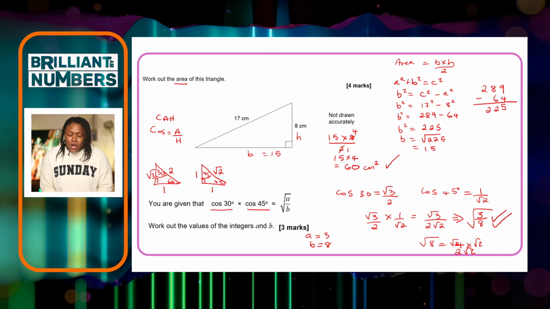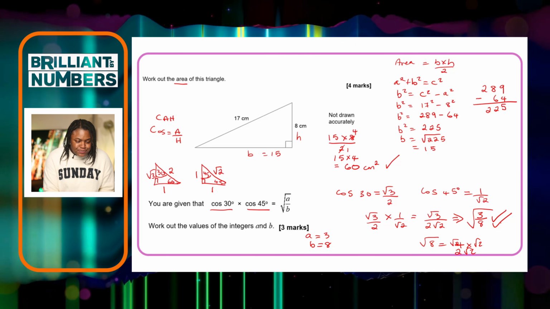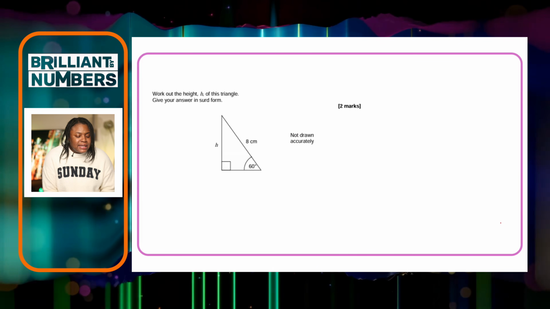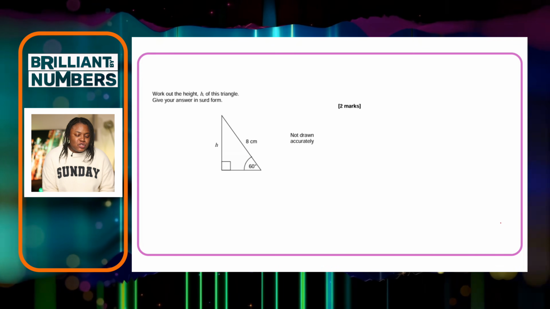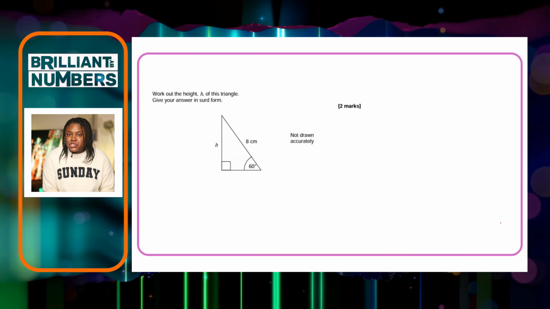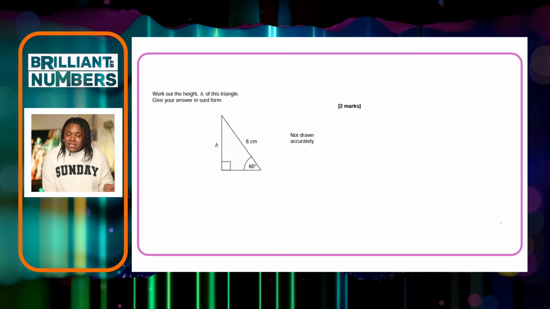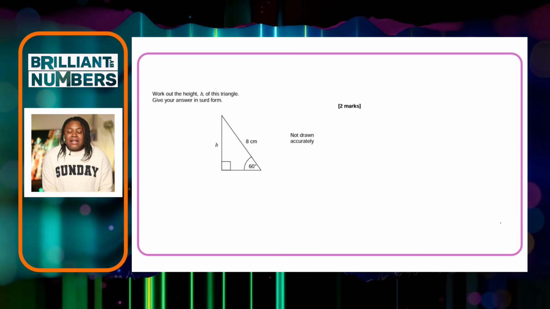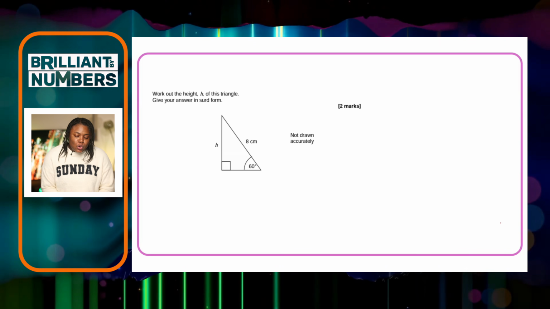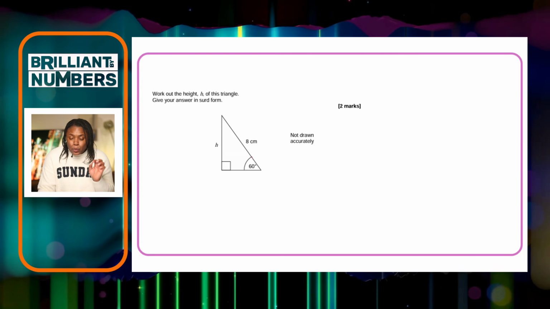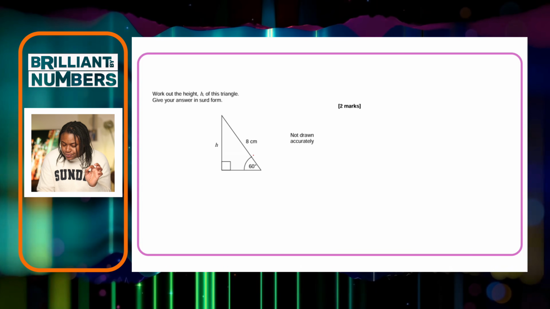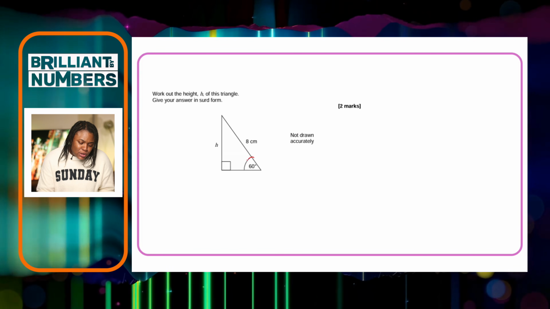So let's keep going on a little bit more trig values now. We're asked here to work out the height of this triangle and give the answer in surd form. Again, we will always be doing surds when it's an uncalculated paper. So let's go. We always start at the angle, so I'm going to stand on 60.